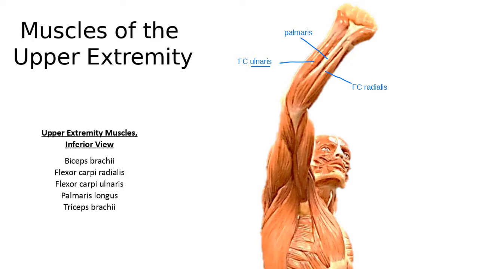I know that these names are super intimidating and the picture's not awesome, but if you can find Palmaris longus, the one that goes all the way down into the palm, on the thumb side of it is the flexor carpi radialis. On the pinky side of it is flexor carpi ulnaris.